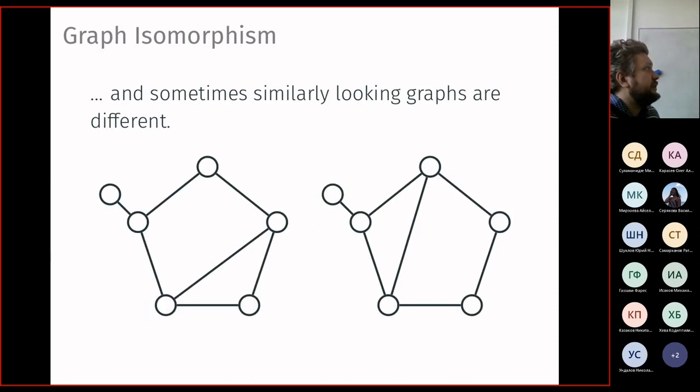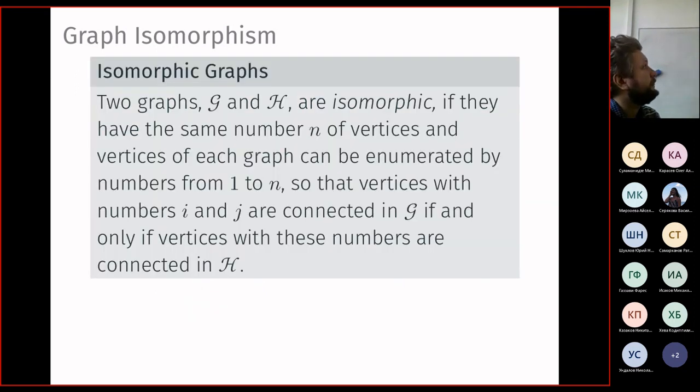Sometimes it's a different situation. So these graphs look much more similar, but they're essentially different. Why? Well, because this leaf, this vertex of degree 1, on the left-hand side is connected to a quadrangle, and here is connected to a triangle. And you cannot reorganize the vertices of one graph to map it directly on the second one. Okay, so they're not isomorphic.